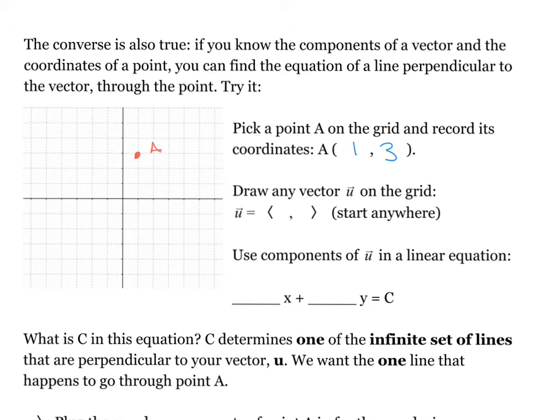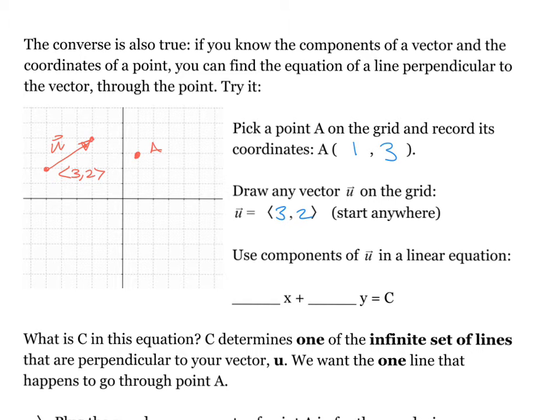So let me try doing it, change my color again. I'm going to start a vector here, and I'm going to go to the right 3 and up 2. So that's my vector u, and its components are 3, comma 2. So I'm going to write that in. Here's my any vector u on the grid, and its components are 3, 2. And so we'll use those components.